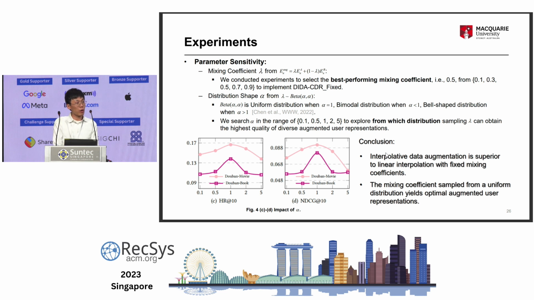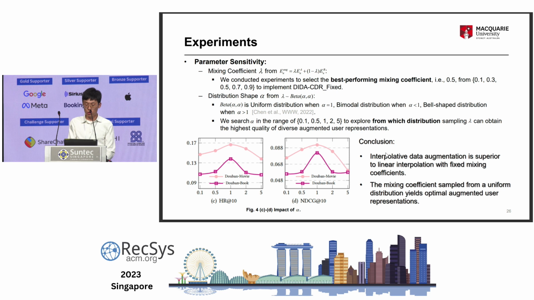Last but not least, we also conduct experiments on parameter sensitivity. We search in a range to explore from which distribution we can sample the mixing coefficient to get the highest quality of our representations. So finally, we just draw a conclusion.